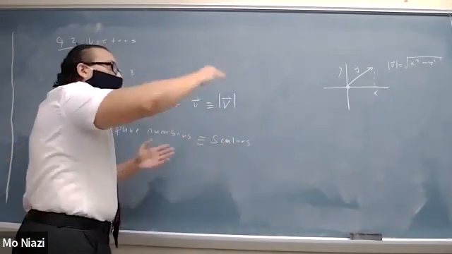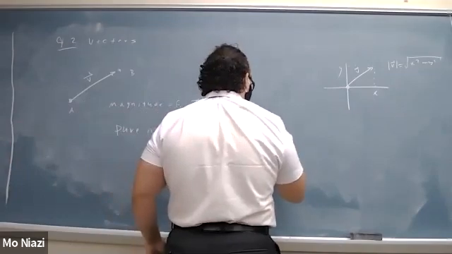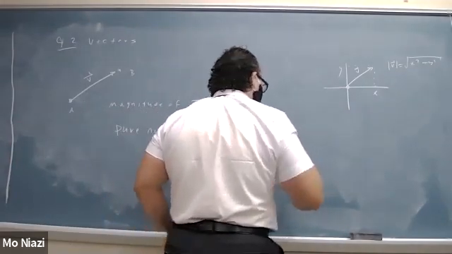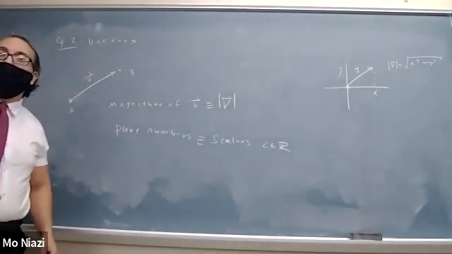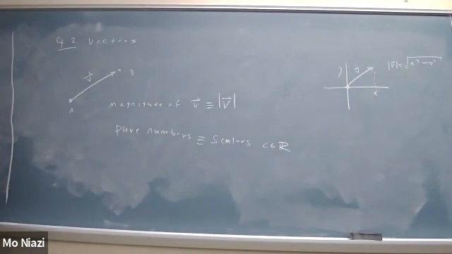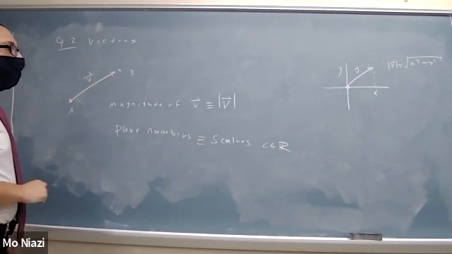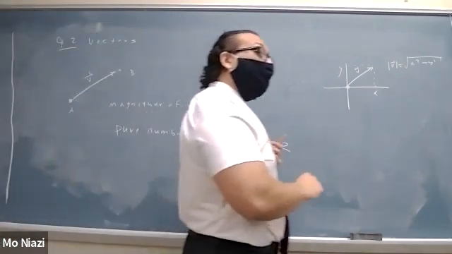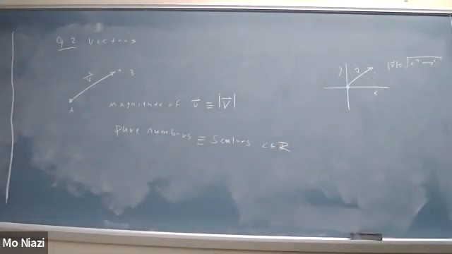Because they scale the vectors, as you will see. And they don't have to be, but for our purposes, our scalars will be elements of the real numbers. Okay? But yeah, these guys have a direction on top of having a magnitude. They also have a direction.